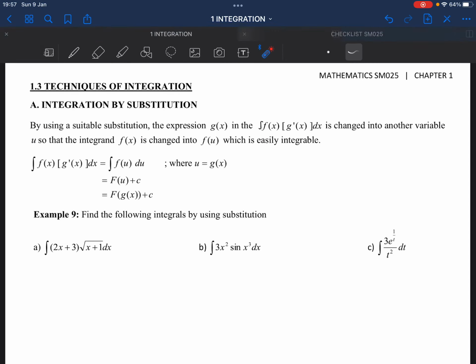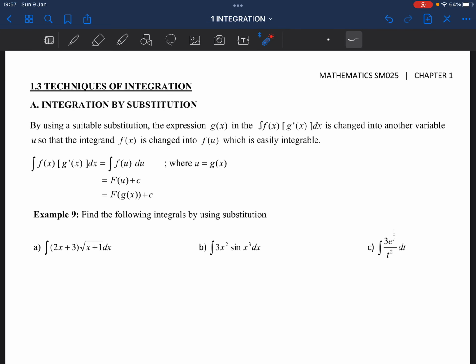So now let's take a look at integration by using substitution. What is integration by substitution? As simple as it is, we have to substitute something. There are three steps that you have to do. First, you have to let something equal to u. Let's say u is equal to g(x). Let's say your function is f(g(x)) g'(x) here. So I want to let u equal to g(x).